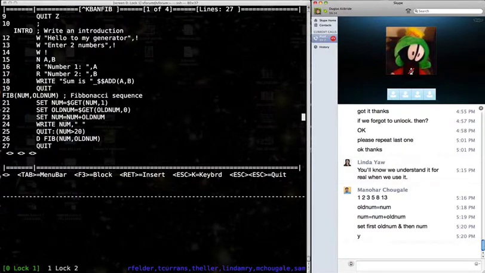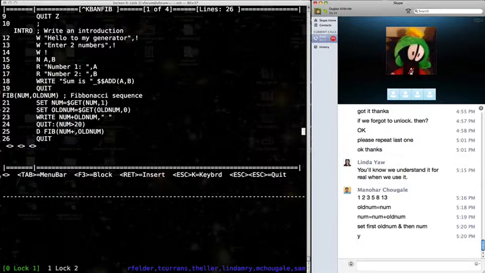Actually, let me not, maybe not update it. Maybe I shouldn't update it then. Let's just say write num plus old num. Yep. And then I call the function again with num plus old num and old num. Actually, how about this? Would this work?